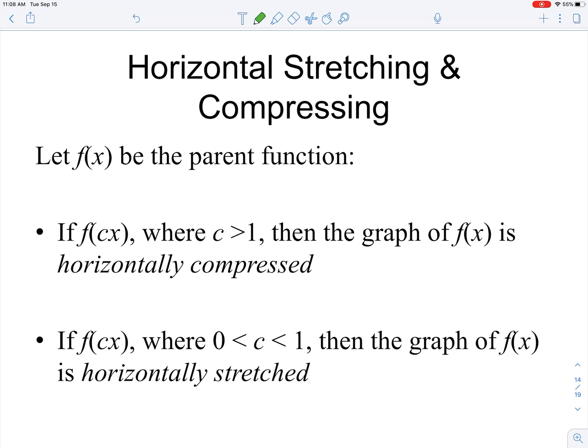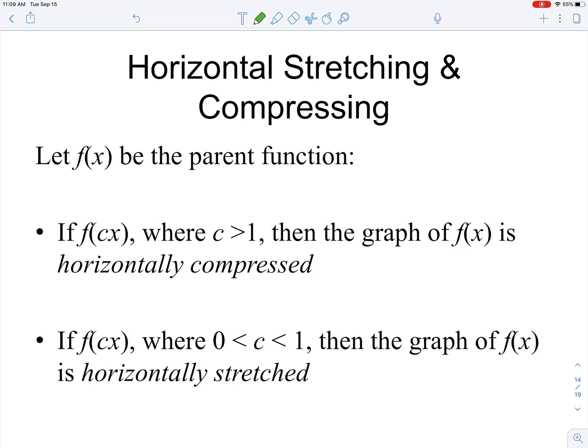Okay, so let's look at horizontally stretching or compressing. Again, you can use the word shrinking instead of compressing. Again, we're letting the parent function be f of x. So if the independent variable is multiplied by a constant that is larger than 1, then that's actually going to horizontally compress the graph of the parent function.